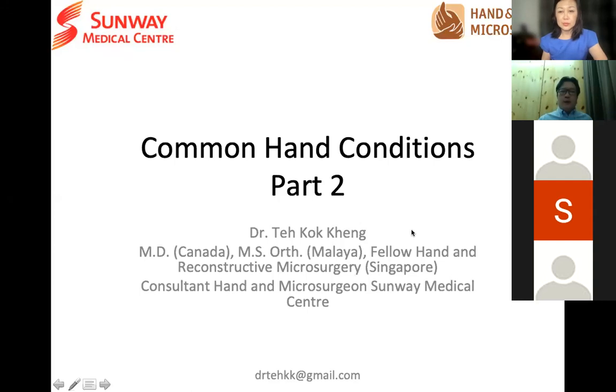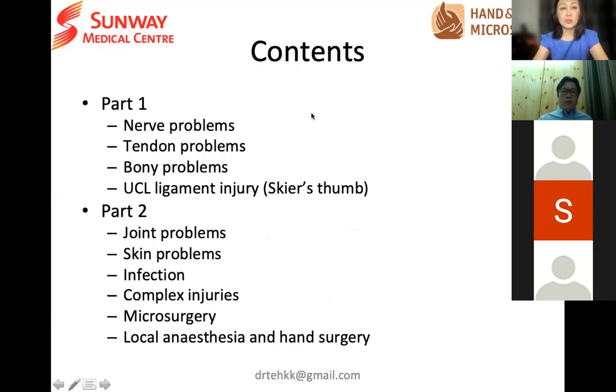Sure, no problem. So we're going to talk about common hand problems, conditions. Again, this is part 2. We spoke about part 1: nerve problems, tendon problems, and bony problems. The ulnar collateral ligament injury, or the skier's thumb, was a special request from one of the people in the chat, and so we talked about it. So I'm going to start with part 2 now.